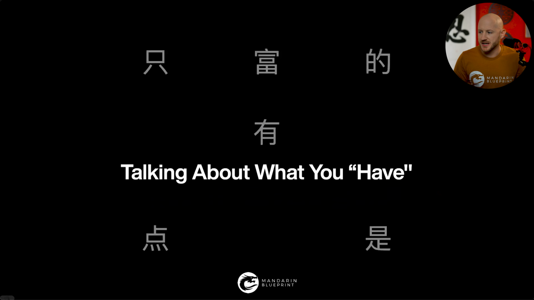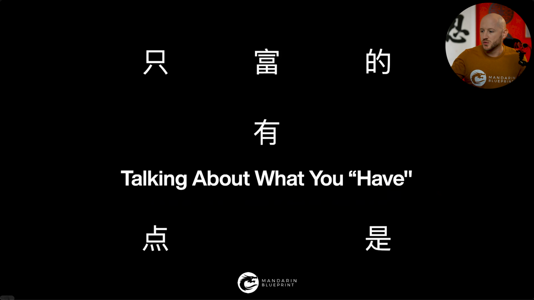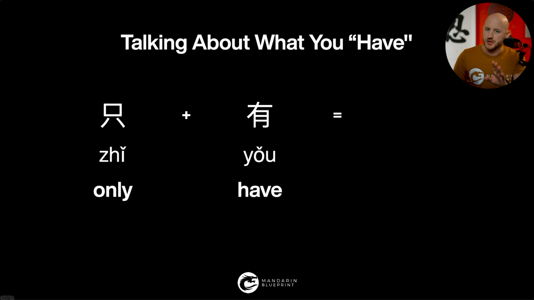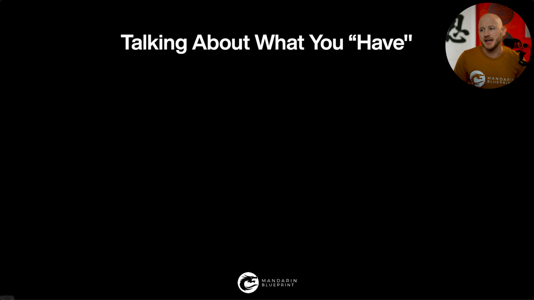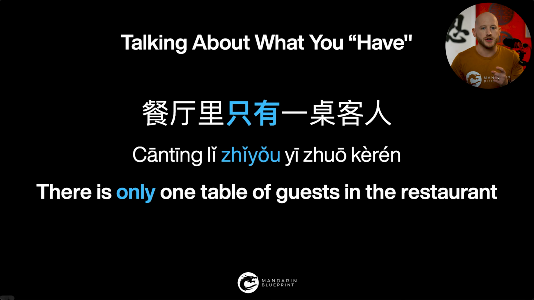But let's go into another example here with a few words that also contain this have sense. This word you're going to use a lot. 只有, only have, and it just means only have. It's direct translation. And in some cases, it's used literally as a noun, literally as only have this thing. And then sometimes it's used as there is only one way. But let's look at this one. 餐厅里只有一桌客人. There is only one table of guests in the restaurant.